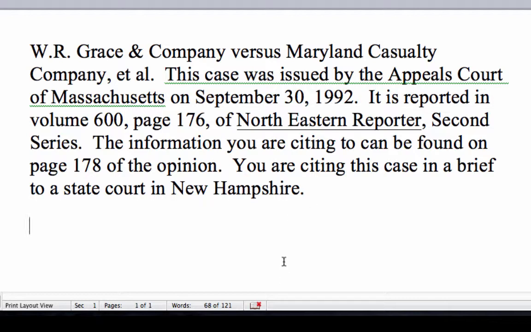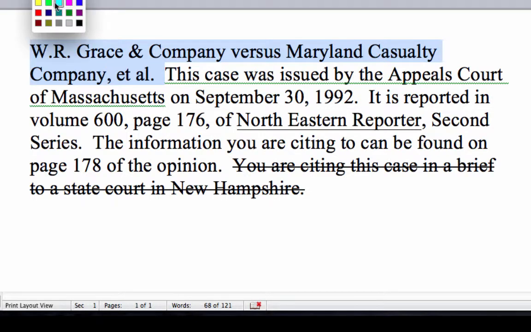So the first thing that I like to do when I'm working through something is figure out what I need and what I don't need. The first thing that you don't need is the state court you're citing to. That doesn't matter. You're doing a citation, it's the same no matter where you are. Okay, so starting with your title, this is the first thing that you're looking at. So you're figuring out what can you shorten and what do you need to omit.